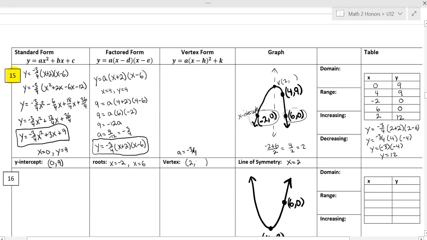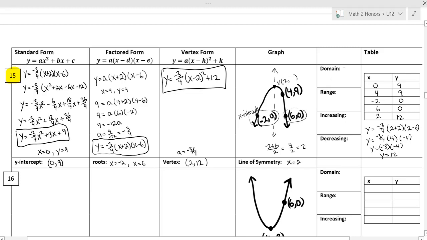And that's the missing piece for our vertex. Put all that together in vertex form, you get y is a times x minus h squared plus k. And there's your vertex form.